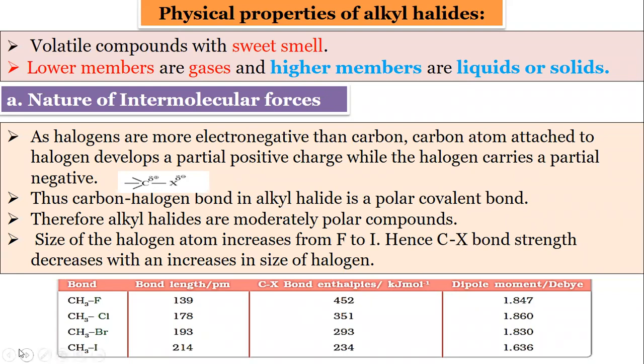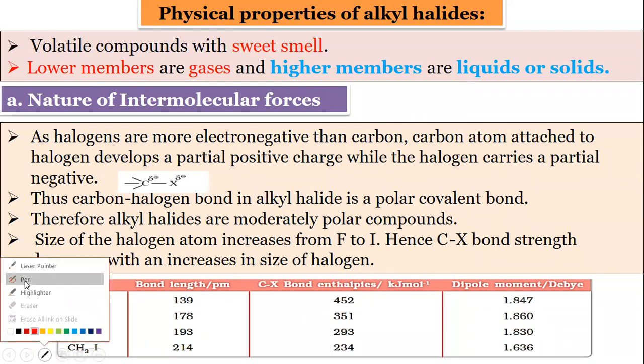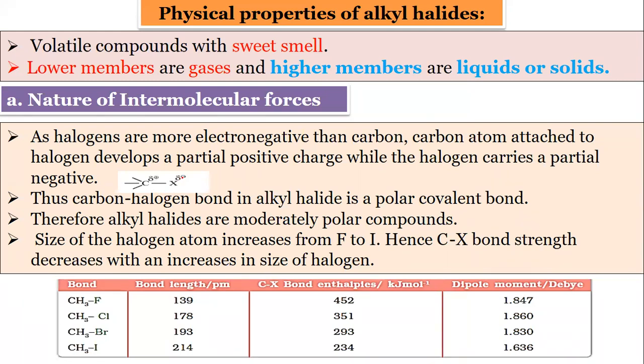I will also show it with the help of this highlighter. We can see X has the delta minus charge and this carbon has the delta plus charge. So the bond becomes polar. This C-X bond becomes polar. So the alkyl halides are moderately polar in nature. Remember, moderately means they are not completely polar, but slightly polar compounds.